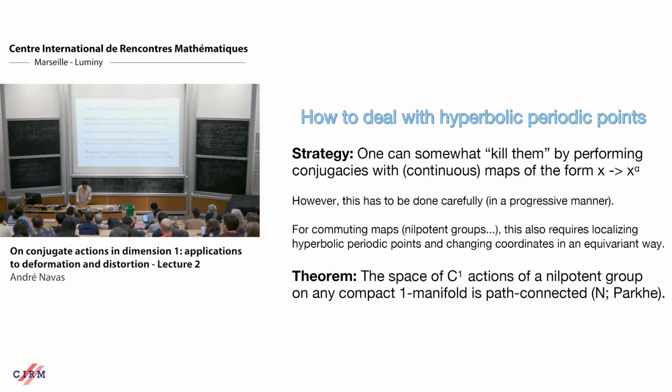So this is the way to close the proof. Okay, and this is the outcome. So let me just recall that the space of C1 actions, not only of commuting diffeomorphisms, but also of an important group on any compact one manifold, is path connected.